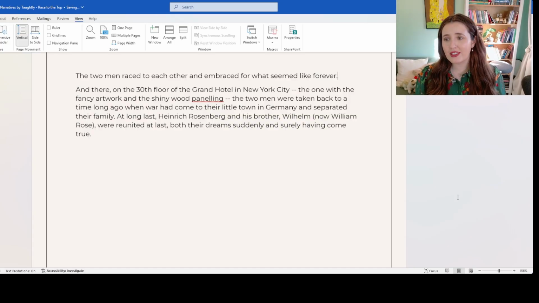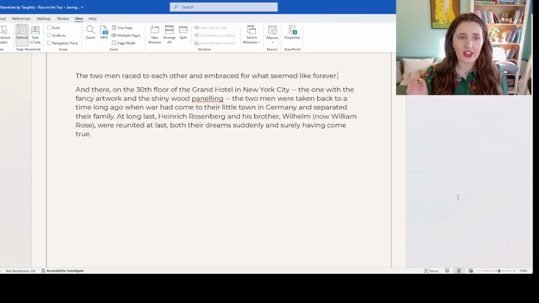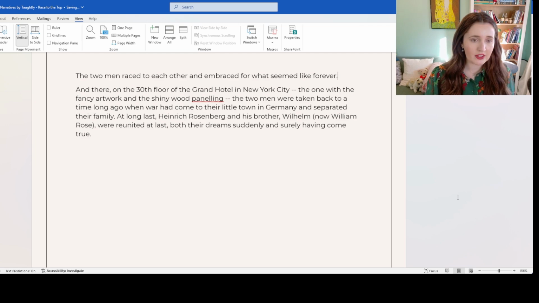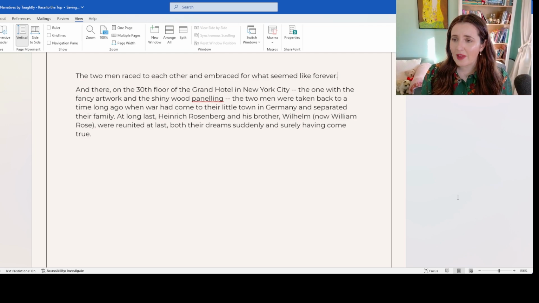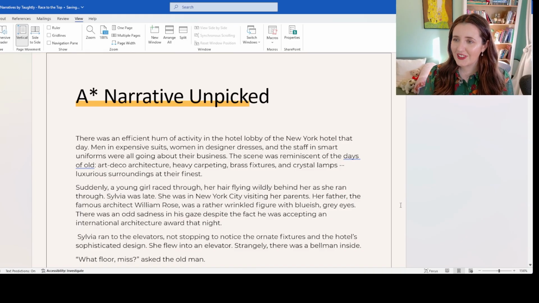So you wouldn't be expected to write something this long or this well crafted for the exam, because the grade boundaries for the exam are slightly lower. You are marked exactly the same, by the same standard. It's just that you need a lower mark to get a higher grade overall in the exam versus coursework. Okay, so let's get stuck into it.